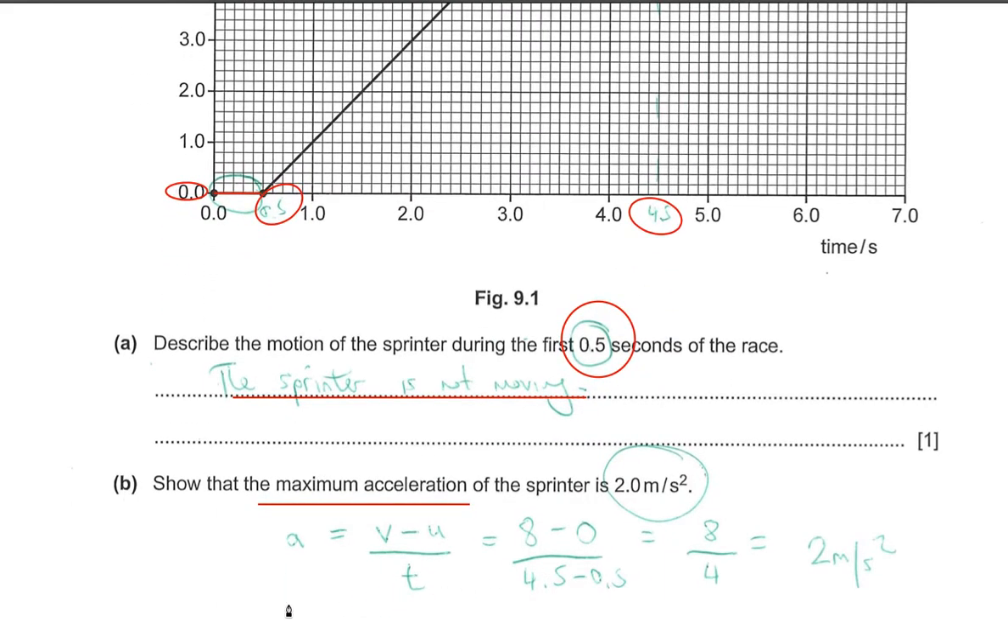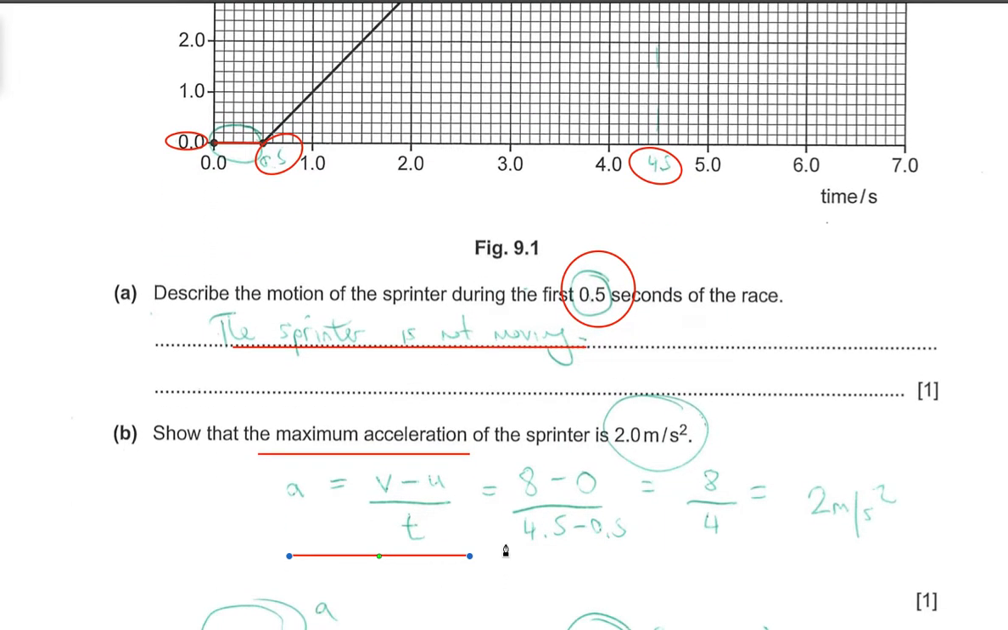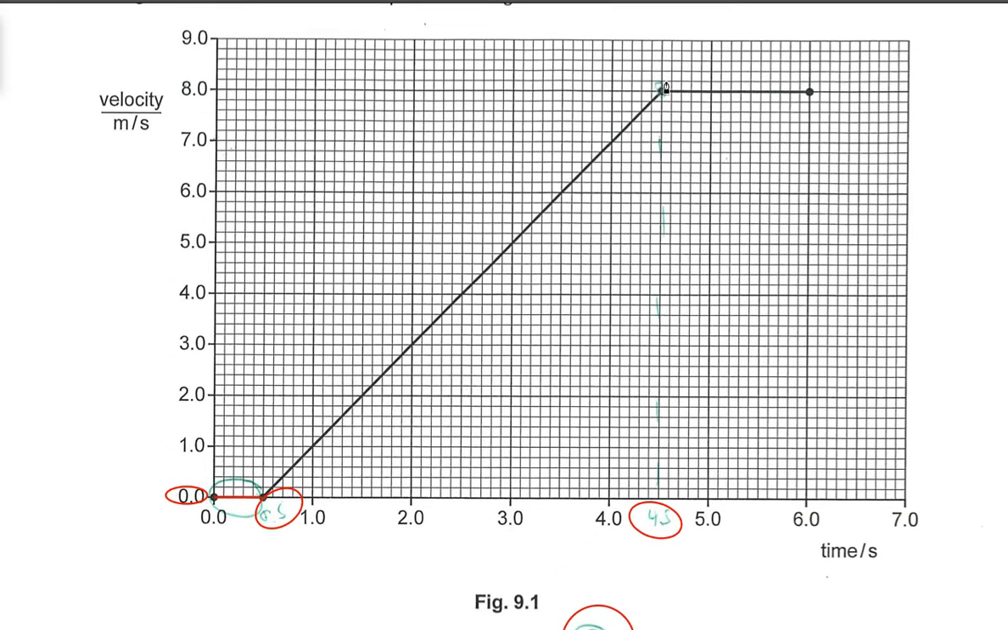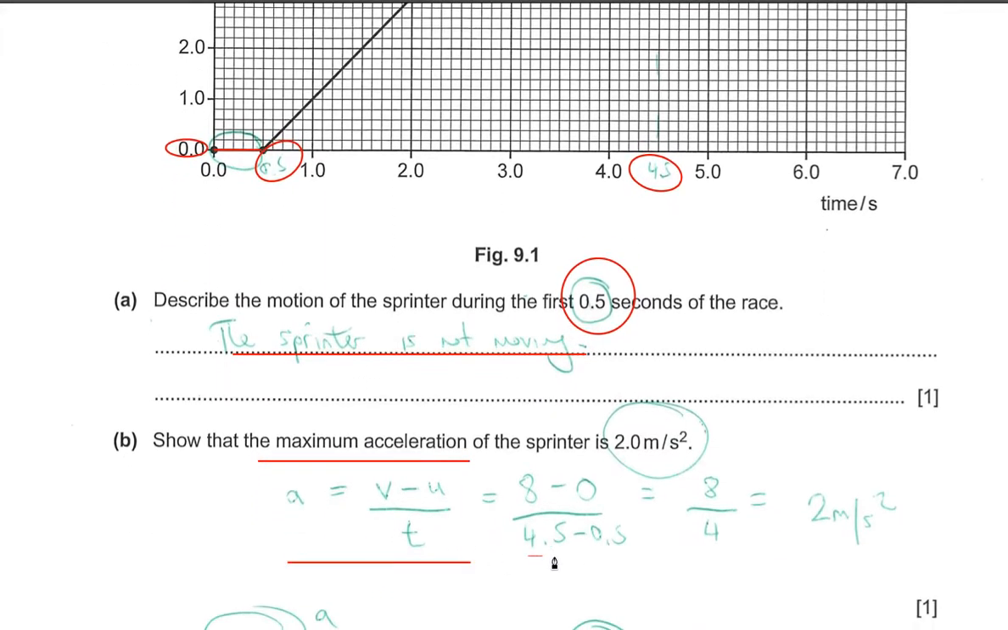How do we do that? Well, we calculate acceleration as v minus u over t, essentially the gradient of that line. If you notice here, we've got a top of 8, take away 0, and we've got a time frame of 4.5 to 0.5. That's important that we make that little recognition there, because some students do forget to take away the 0.5, and if you don't, then you'll get the wrong answer here. In other words, that's 8 divided by 4, and that's 2 meters per second squared.